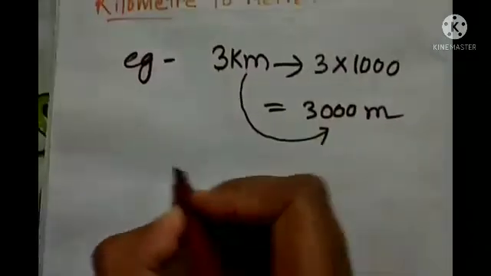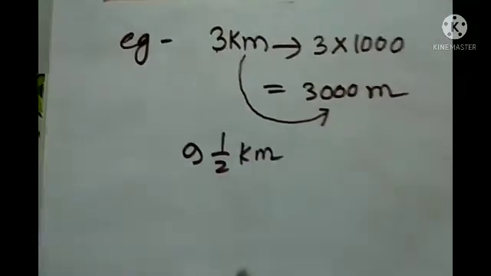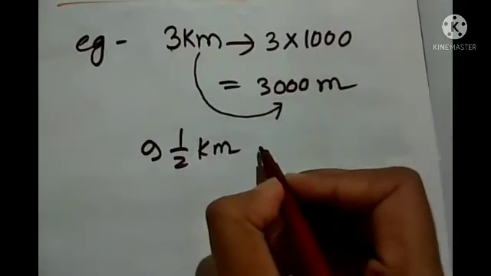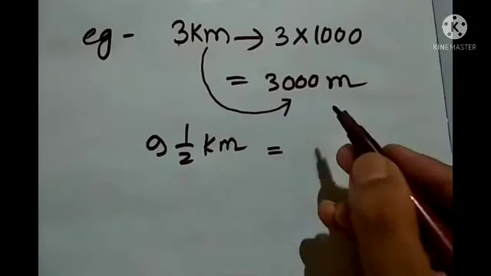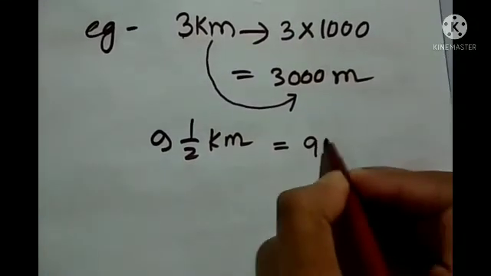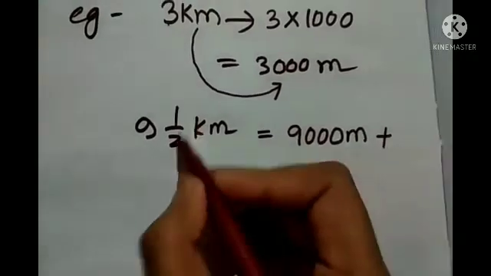What if it is given like 9.5 kilometer? Then what you will do? So you see 9 kilometers. So definitely you have to multiply 1000 with 9. So it will become 9000, right? 9000 meter. Now half kilometer.